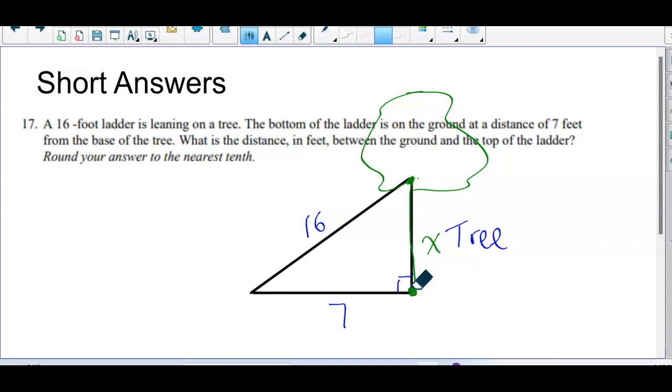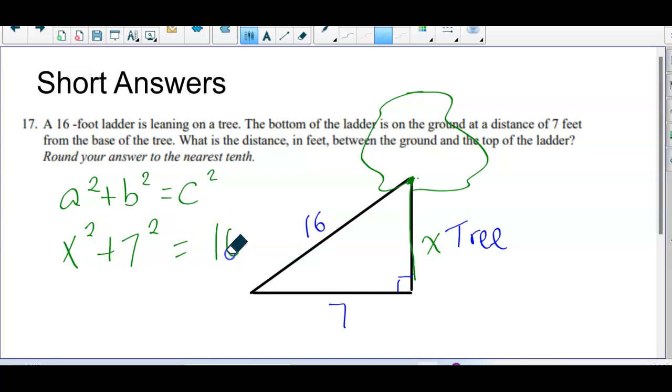All right, so I'm going to use the Pythagorean theorem, which is a squared plus b squared equals c squared. Then I'm going to put in either x or 7, it doesn't make a difference. That's a and b. The value that is opposite the right angle, which is called the hypotenuse, has to go in for c squared. And you're going to want to do the math here. So I have x squared plus 49 equals 256.